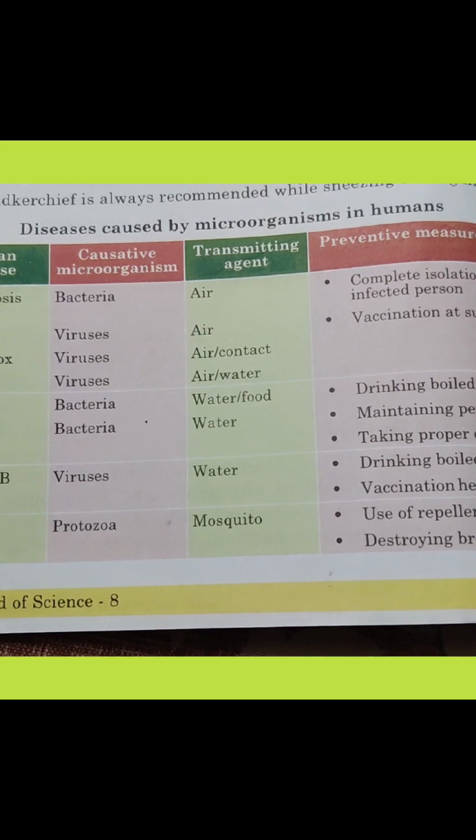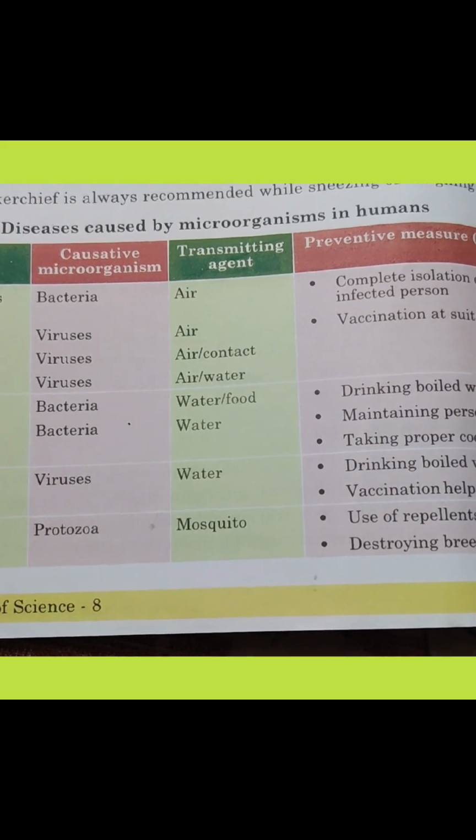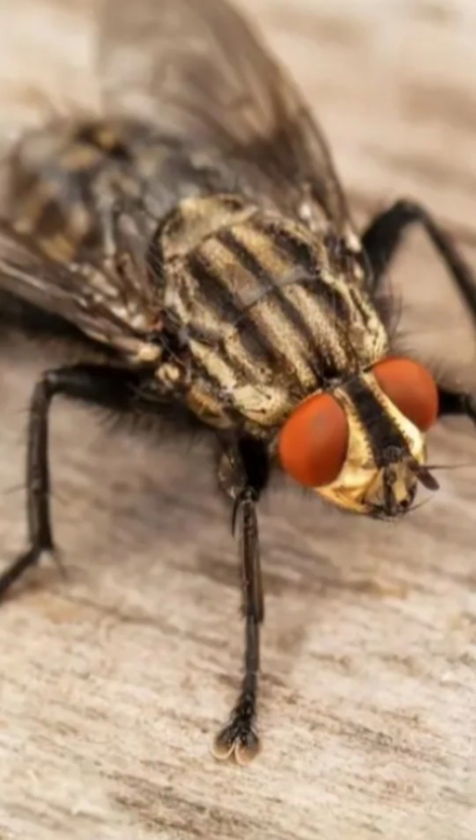Then hepatitis B, caused by viruses, transmitting agent water. What should be done? Use boiled water and vaccination. Malaria, causative microorganism, protozoa, and transmitting agent mosquito.